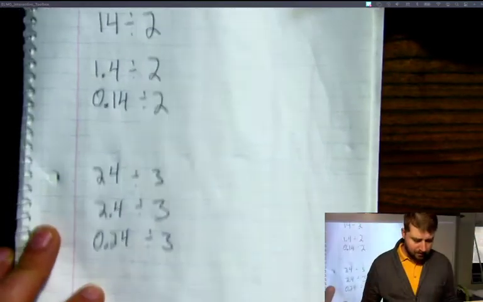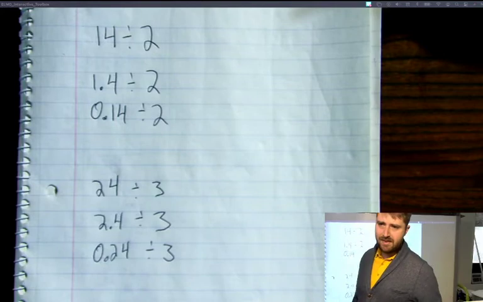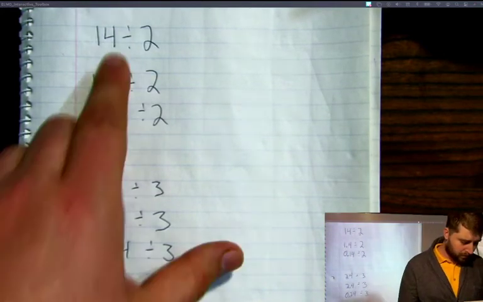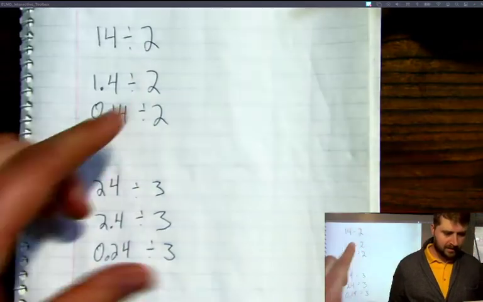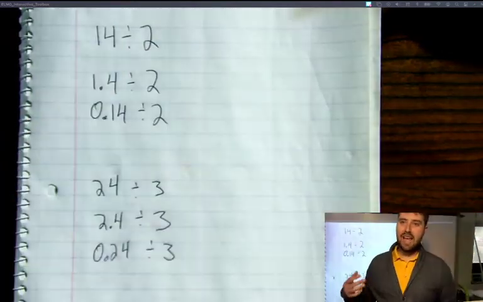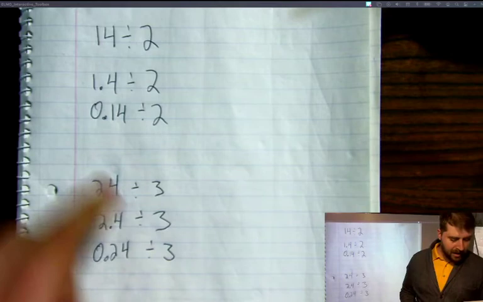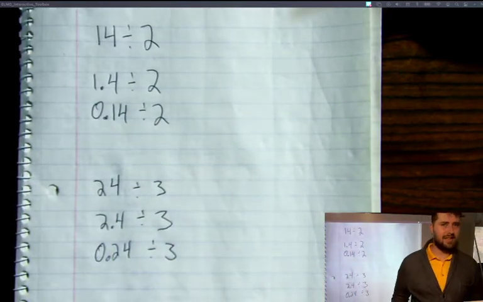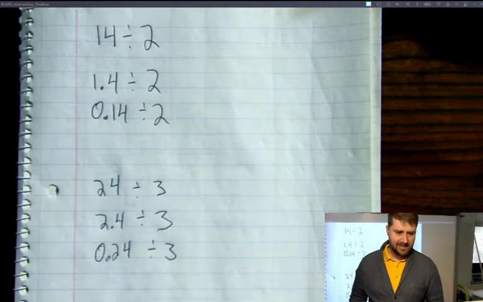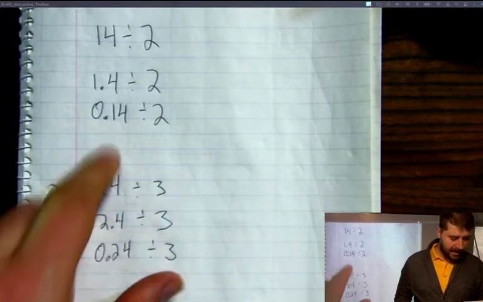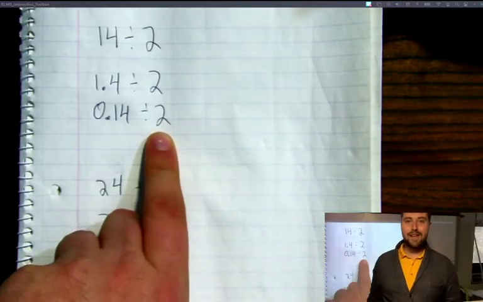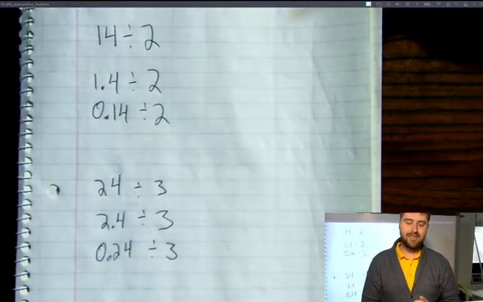All right, so I want to run through some division facts real quick here before we get started. First, what is 14 divided by 2? 14 ones divided by 2 is absolutely 7. Now we have 1 and 4 tenths, or 14 tenths. 14 tenths divided by 2 is exactly 7 tenths. And here we have 14 hundredths divided by 2. And 14 hundredths divided by 2 is going to be 7 hundredths.